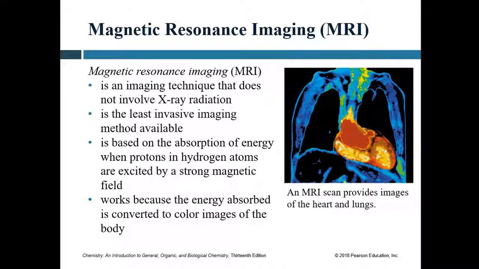Now, it works because the energy absorbed is converted to color images of the body. So here we have an MRI scan that provides images of our heart and lungs.